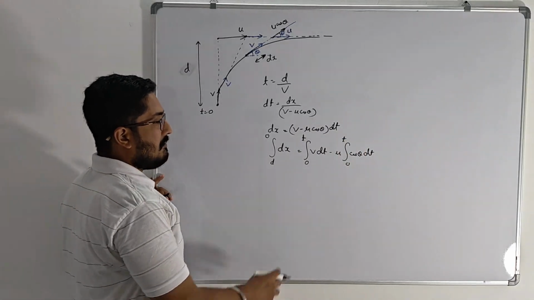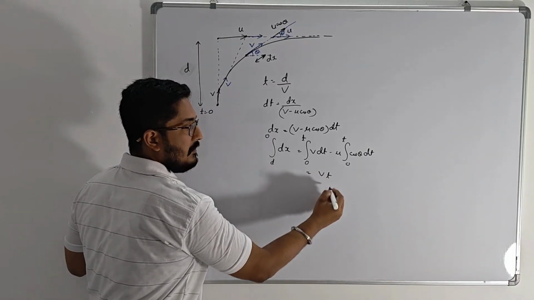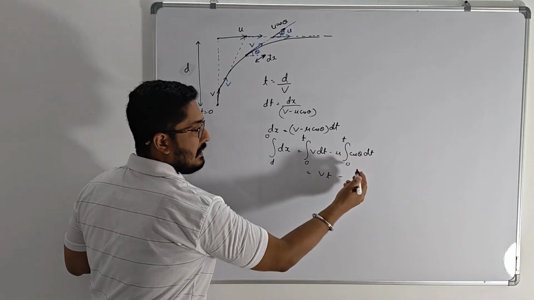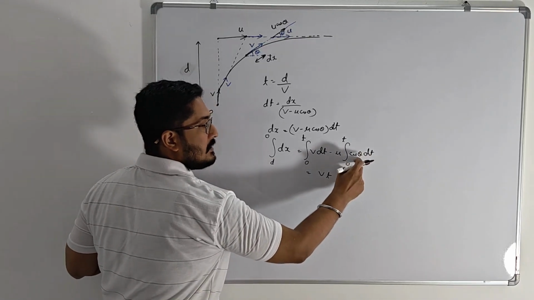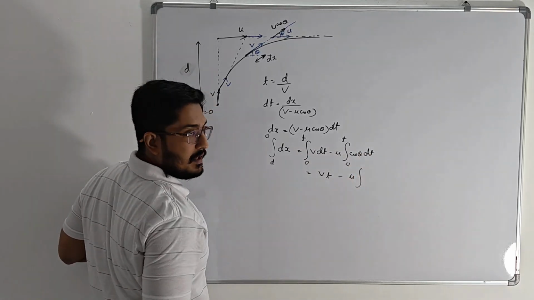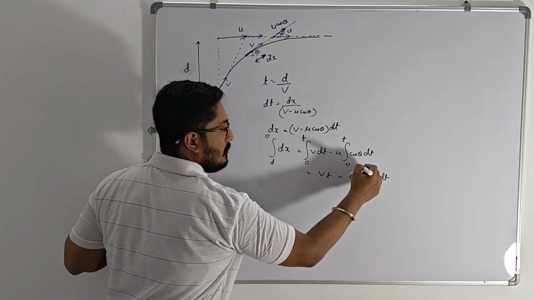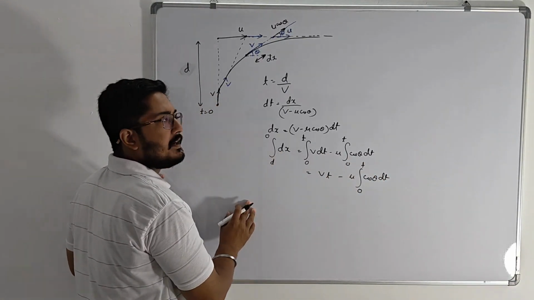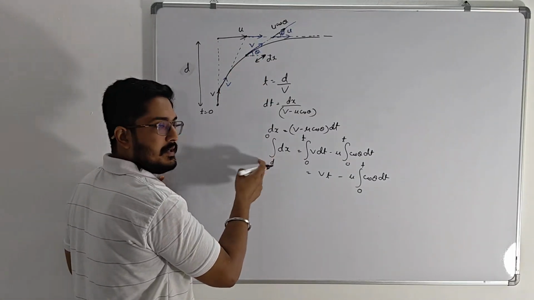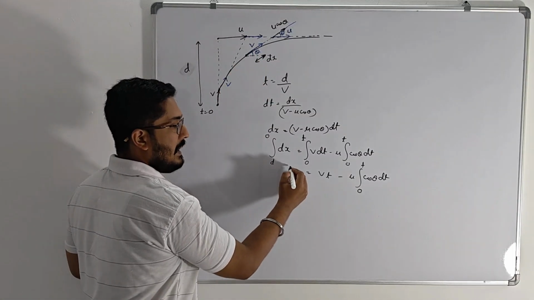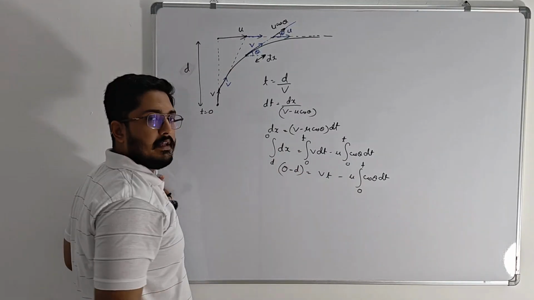Now v is anyway constant, you can just take it out. What you get is vt minus, here you get nothing, because you cannot integrate this. It's not possible to integrate because I don't know theta as a function of time yet. So integration not possible, I'm just putting it as it is, 0 to t. This value we can integrate, all the dx's added give the total dx. So the integration of dx would be x. If I put the limits, it becomes 0 minus d.